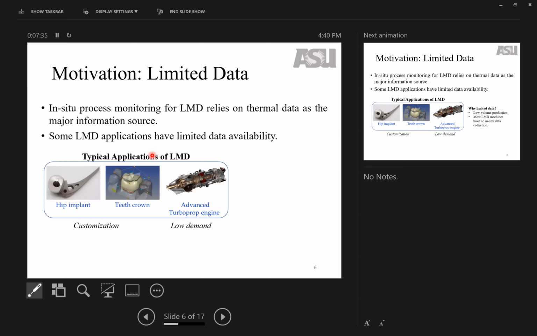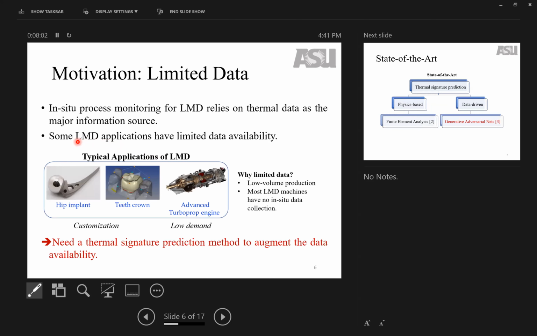First of all, in industry practice, the part produced with LMD is usually low volume. The low volume production limits the data we generate from the application. Also, many commercialized LMD machine systems do not have a built-in imaging sensor to collect the thermal signatures. That is why we have limited data from LMD. What we really need to do here is augment the thermal data availability so we can do real-time process monitoring. Any questions?